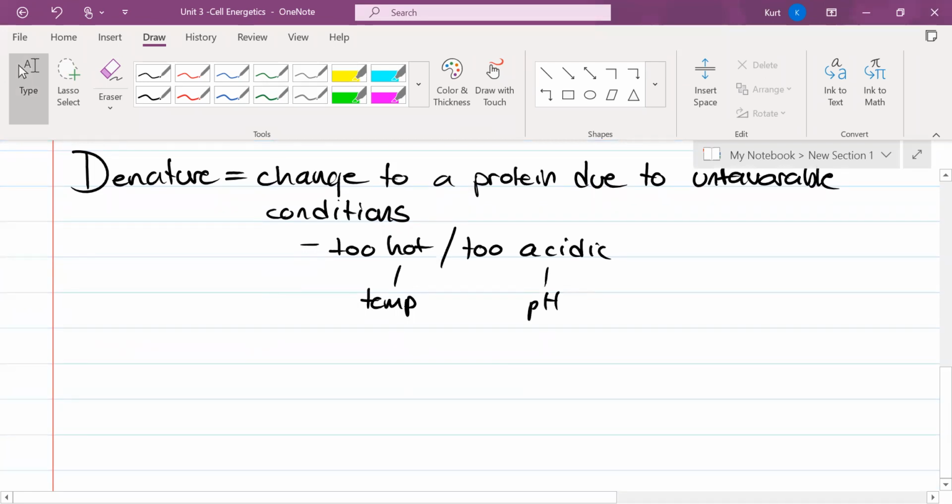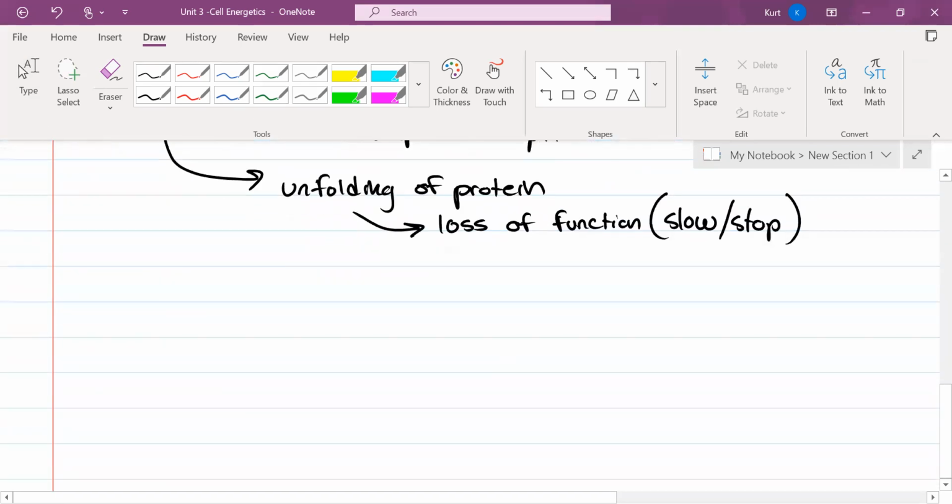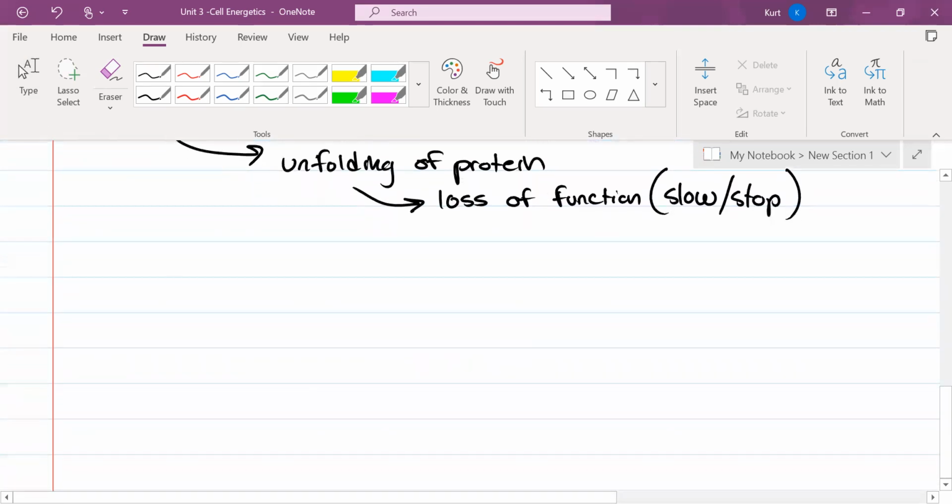Well, I would imagine most of you know what denaturing is, but you have to also know what it leads to. Denaturing can lead to the unfolding of proteins. Remember, the folding is what gives them their function. And so that can lead to loss of function, where the enzyme can actually slow down or stop. All right.